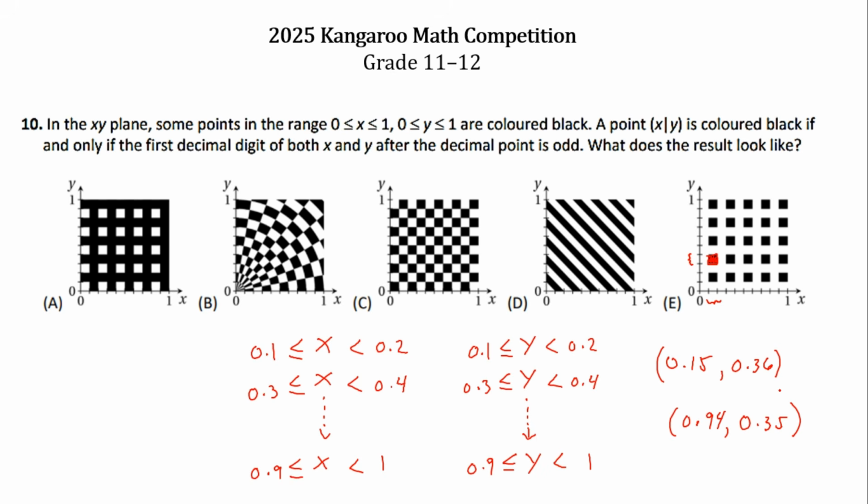For the second one, 0.94 belongs to this interval, right? And then 0.35 also belongs to this interval. Okay, so this point is found here in this region. Okay, so you can try some other points and you'll find out that if you continue the process, you will come up with the figure in option E. So our answer here is option E.